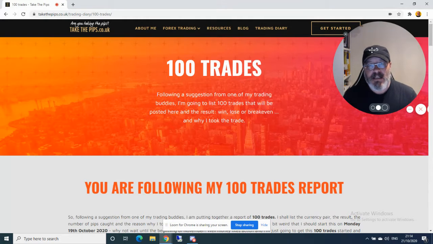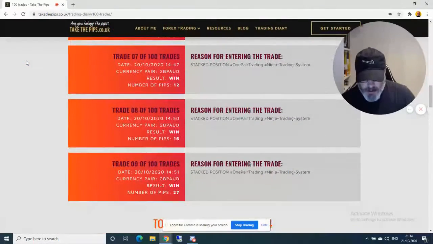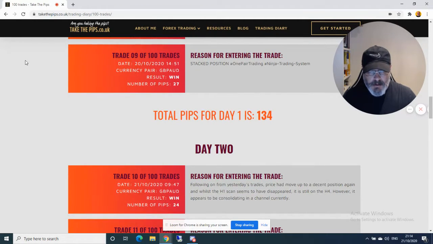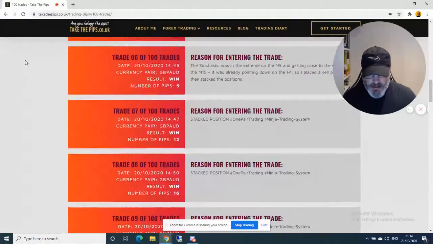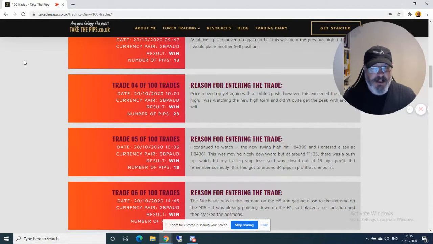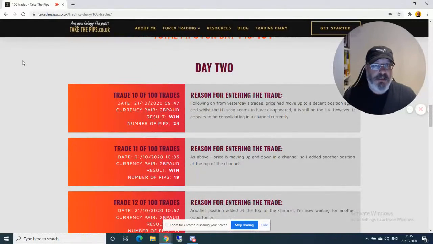So today I stayed with the pound Australian dollar, and let's go through what happened. So there was day one. On day one I did a total of 9 trades and got a total of 134 pips for the day, which was pretty groovy. As you can see, it was fairly small, relatively small scalping of just 5, 10, 20 odd pips at a time. And so on to day 2, it's pretty much the same.